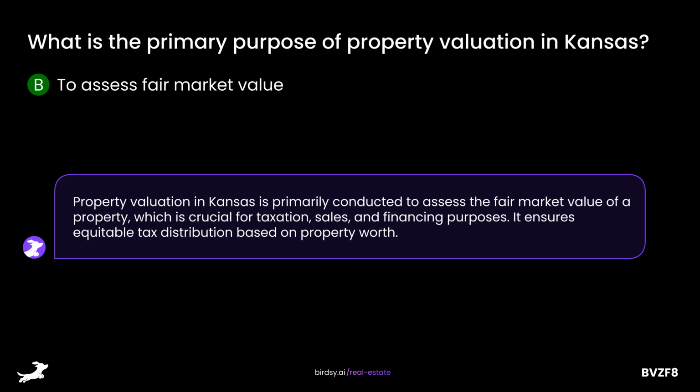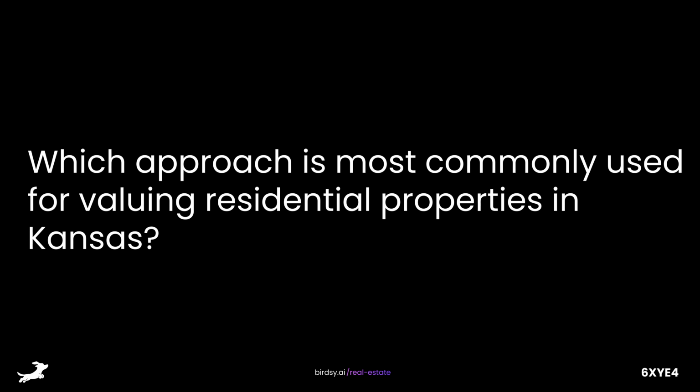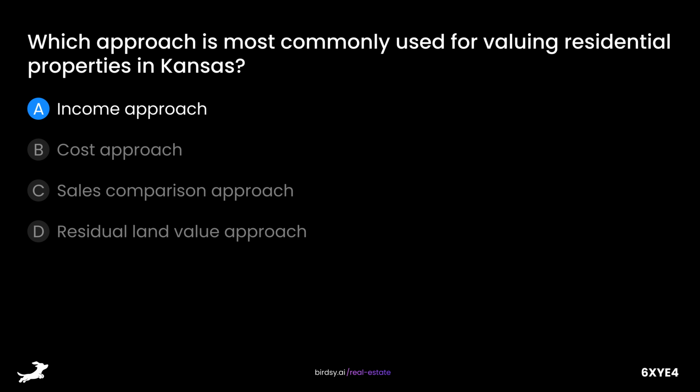Property valuation in Kansas is primarily conducted to assess the fair market value of a property, which is crucial for taxation, sales, and financing purposes. It ensures equitable tax distribution based on property worth. Which approach is most commonly used for valuing residential properties in Kansas? Is it A, income approach, B, cost approach, C, sales comparison approach, or D, residual land value approach? The answer is C, sales comparison approach.